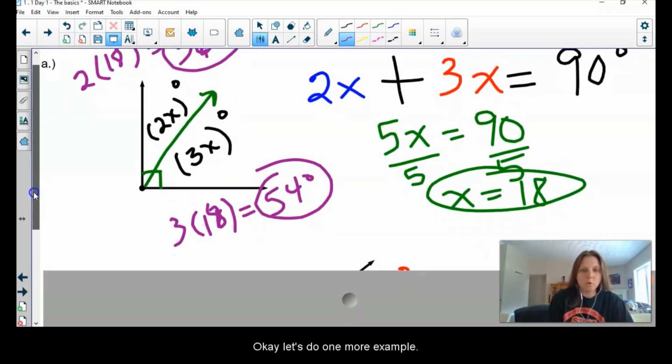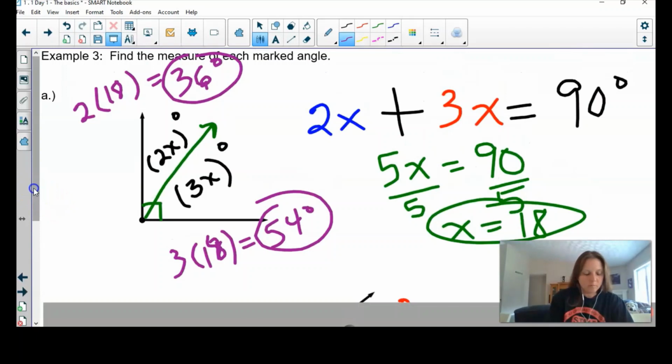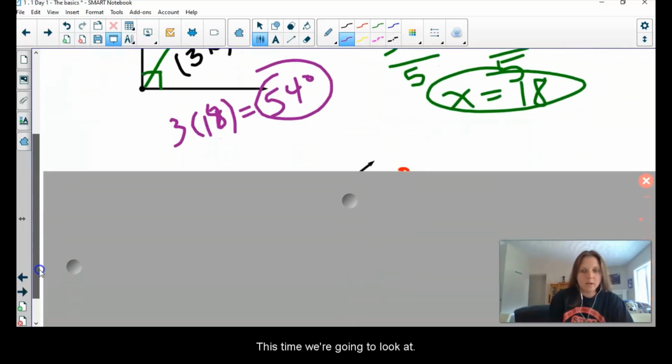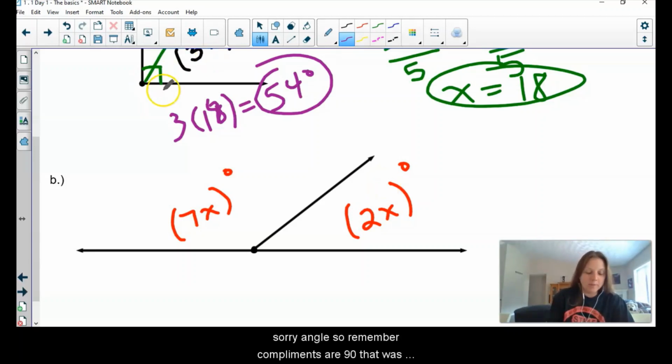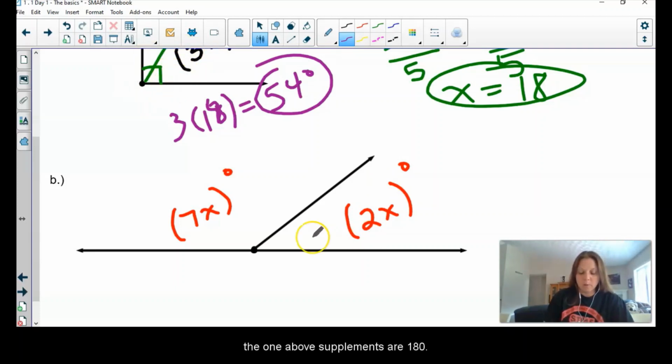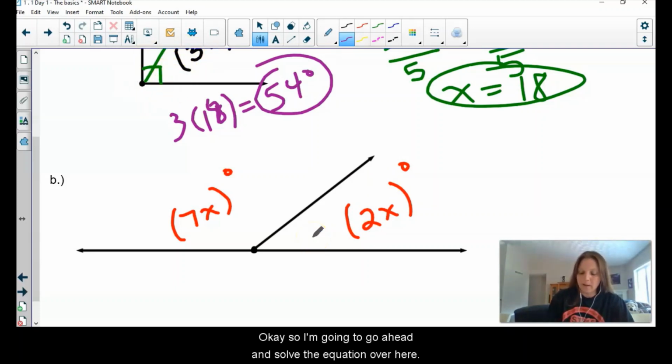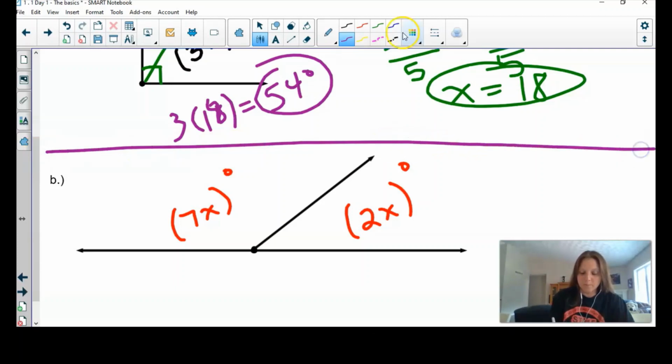Okay, let's do one more example. This time we're going to look at a straight angle, 180-degree angle. So I have two angles. One of them is 7x and the other is 2x. And I need to find the value of each supplementary angle. So remember, complements are 90. That was the one above. Supplements are 180. Okay, so I'm going to go ahead and solve the equation over here.